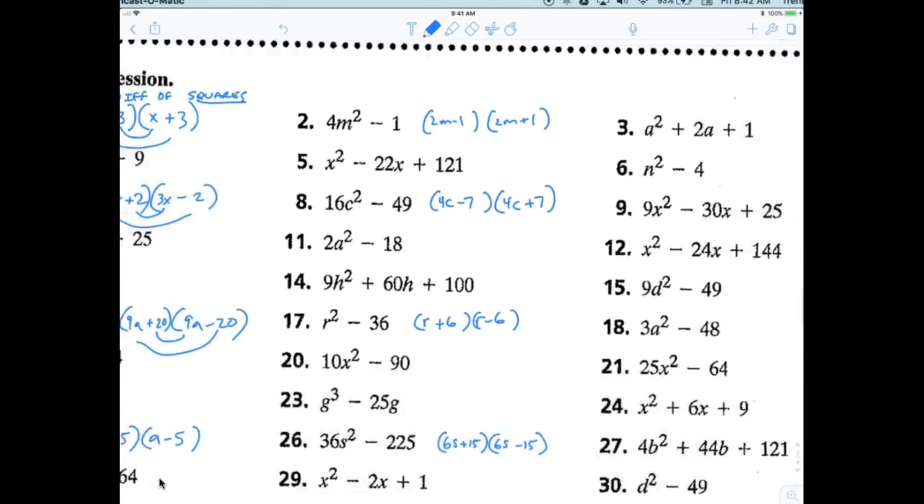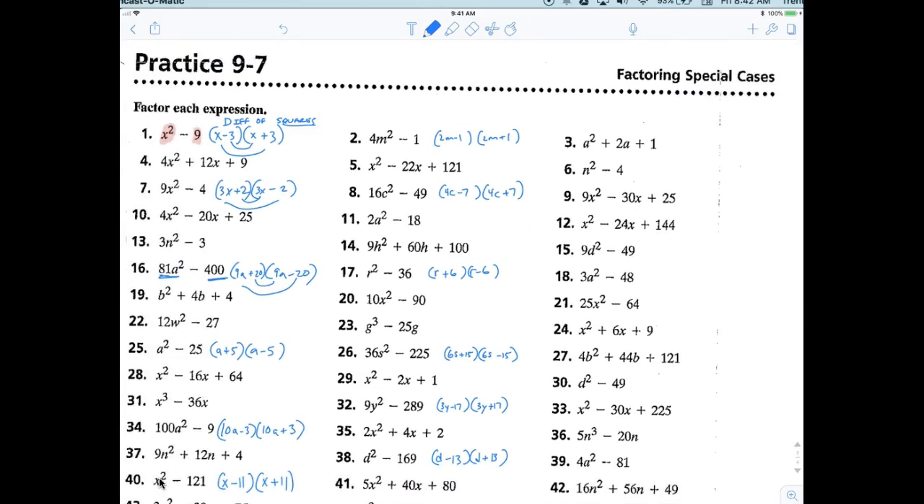The reason why I did that is because I did all of the ones that are called difference of squares. Okay. All right? Now, the next one we're going to do are called the perfect squares.